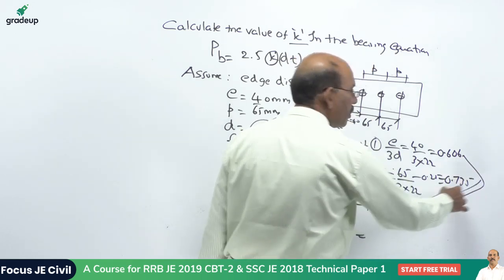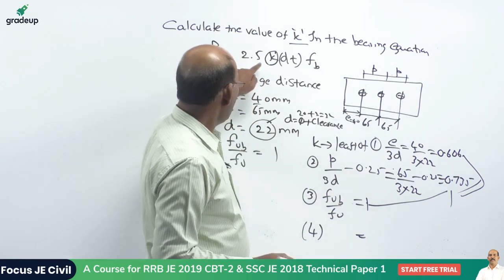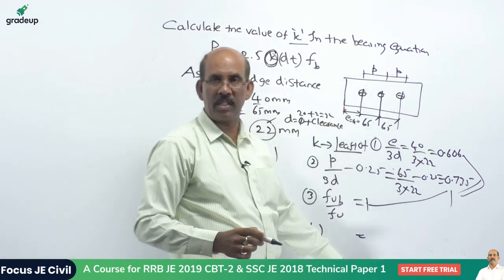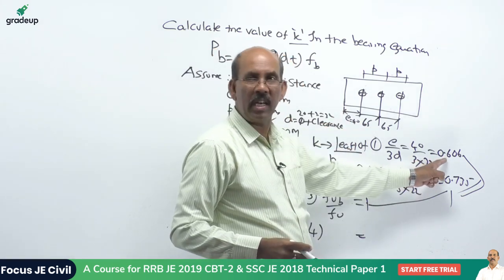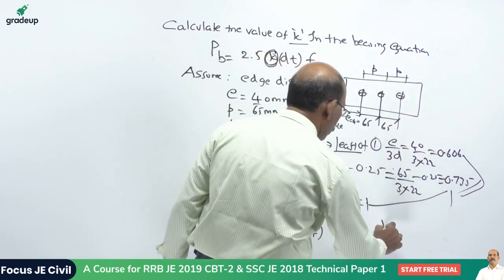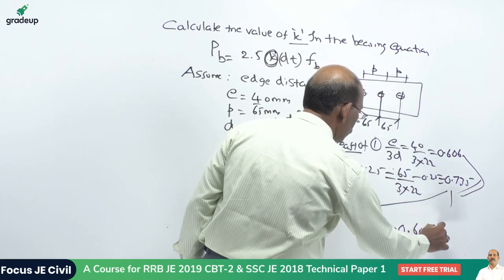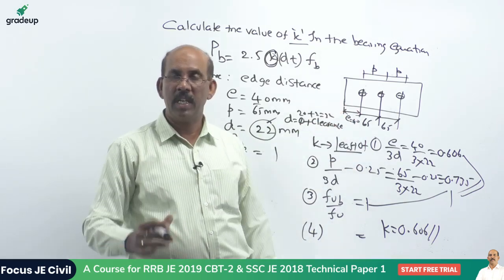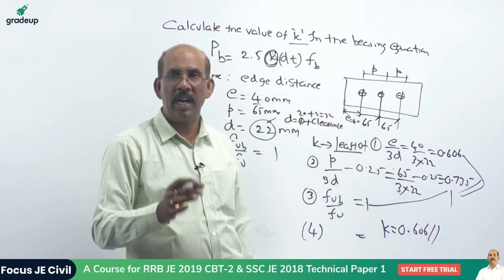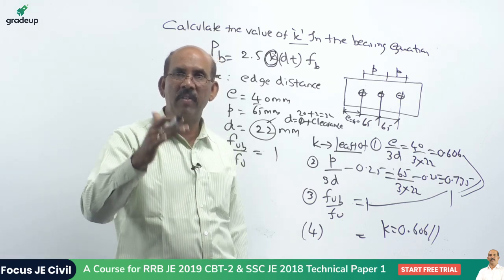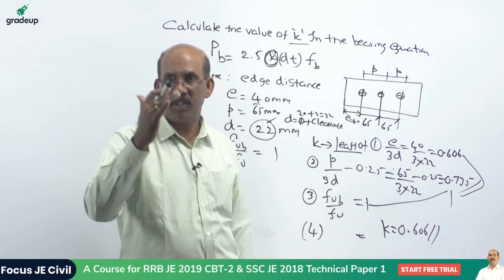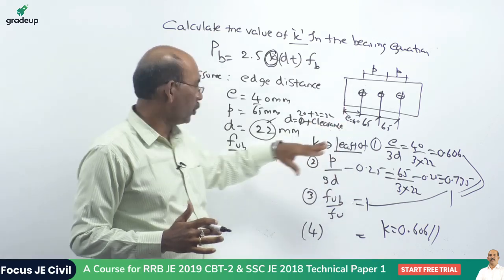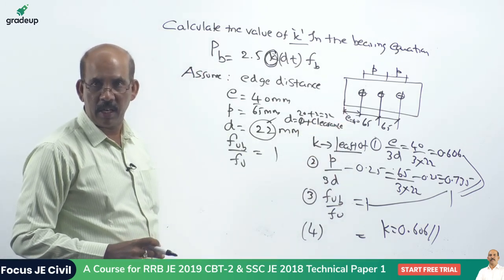Among these three, as I mentioned, K is taken as the least of all three conditions, and this is the least value. Therefore, the answer is K equal to 0.606. This is how you calculate the conditions of the bearing strength, and the bearing strength compared to shear is always higher. So the critical one is the shear, which is very weak. That's all about this problem, how to compute the value of K from these three conditions.